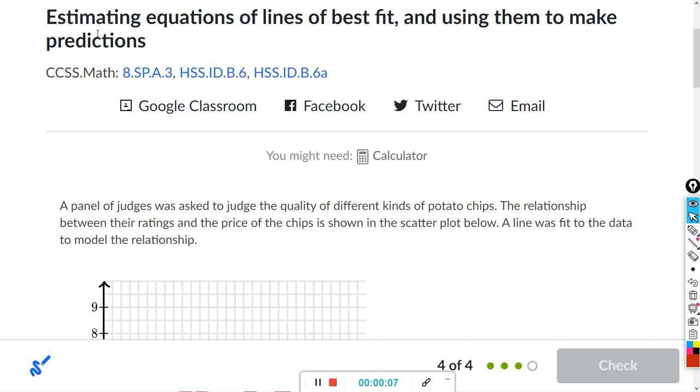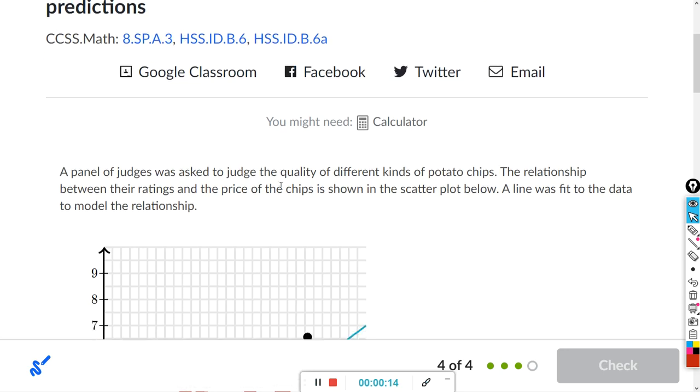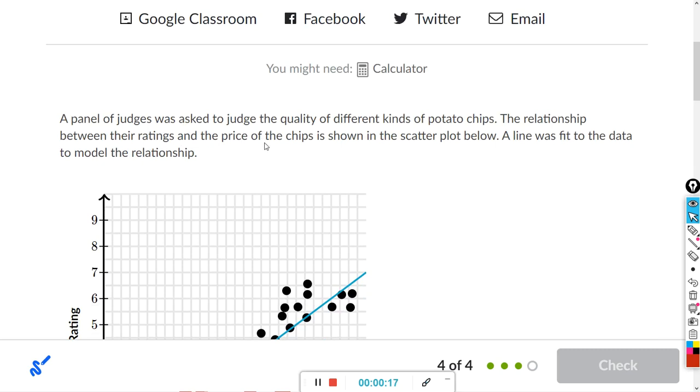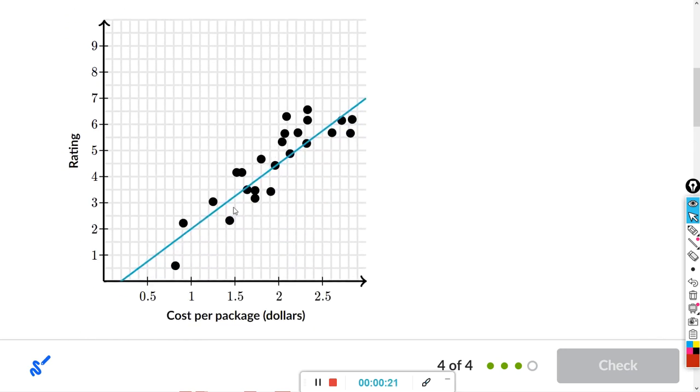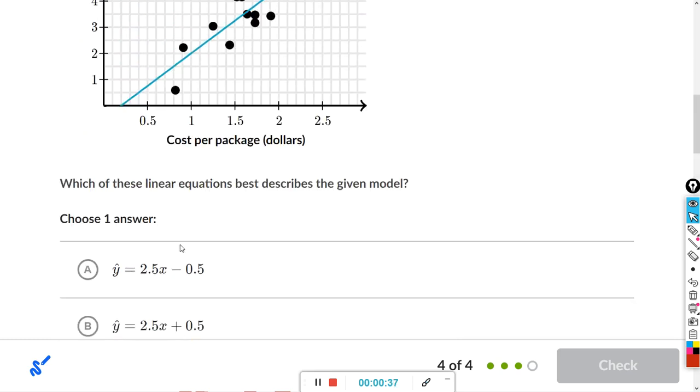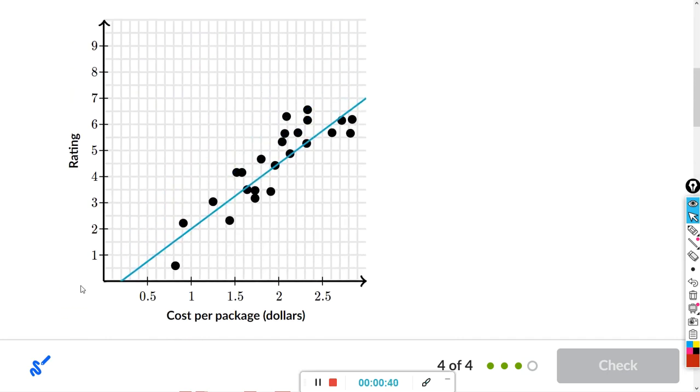This will be for the assignment on estimating equations of lines of best fit and using them to make predictions. You can read the write-up if you want, but you really don't have to. In all of these problems, we have data points and a line fit to them, and we have to choose out of their choices which one represents the equation for this line. Remember the standard line equation, y equals mx plus b.